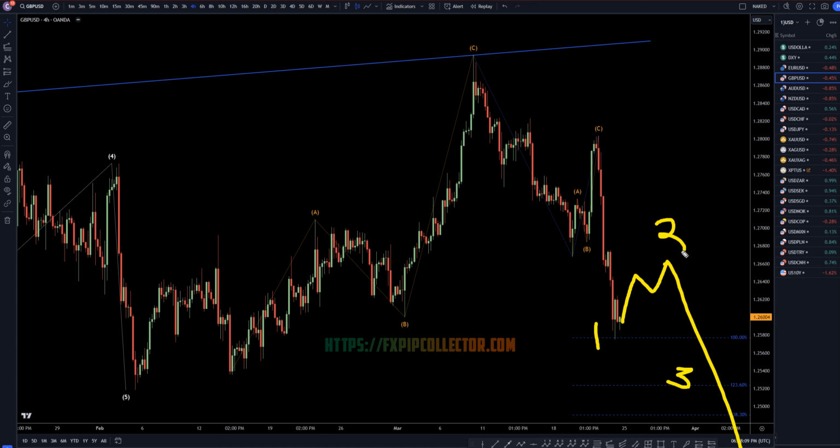Either way, whether this is a wave 2 or whether it turns into a complete trend reversal, it's not going to matter to me, because I will be looking for longs whether this is a wave 2 or whether it just continues the uptrend.